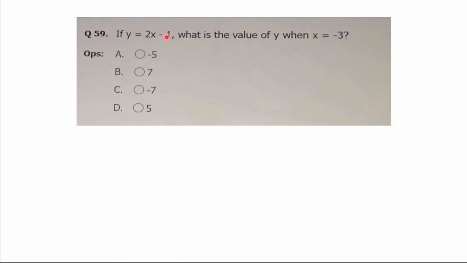If y equals 2x minus 1, what is the value of y when x equals minus 3? So we need to replace this x value in this equation. So y equals 2 into, instead of writing x, we write minus 3. So 2 into minus 3 minus 1. 2 into minus 3 is minus 6, and then minus 1. So minus 6 minus 1 will be minus 7. So the value of y will be minus 7. The correct option is option C, correct.